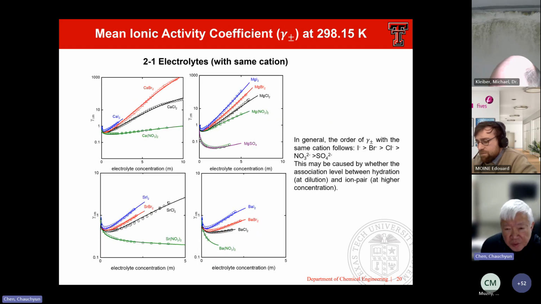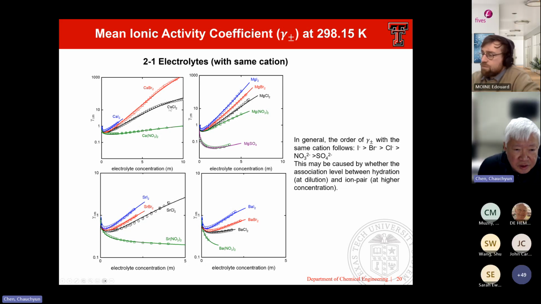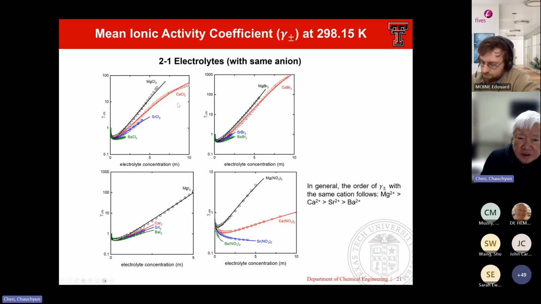It works not only for 1-1 electrolytes, but also for 2-1 electrolytes, such as magnesium and calcium. Now, remember, with NRTL, we could not represent calcium chloride, but now we can represent it very well. And the next slide shows the mean activity coefficient representation for 2-1 electrolytes with the same anions. Again, they are all well captured.